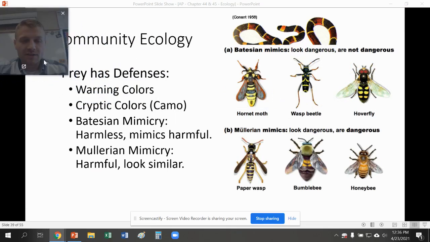Mullerian mimicry. This is when species evolve to look harmful, but they're actually not. So you can see these beetles. I'm sorry, these down here are not actually dangerous, but they have signs of looking dangerous, because they appear to be dangerous. They're not.